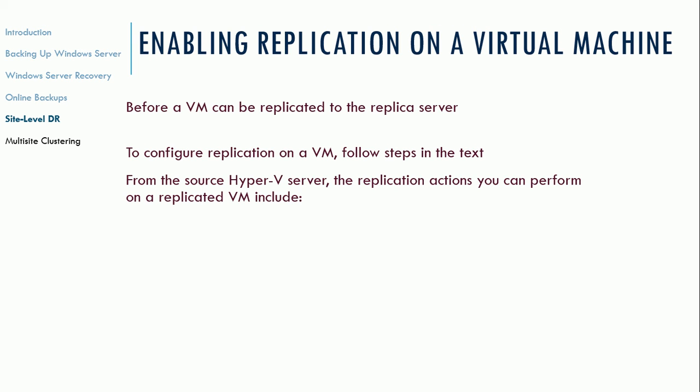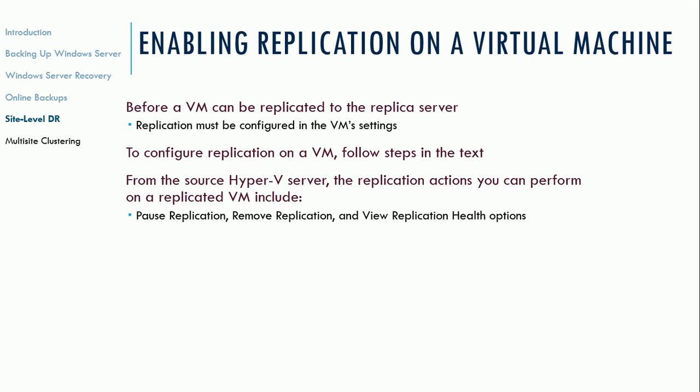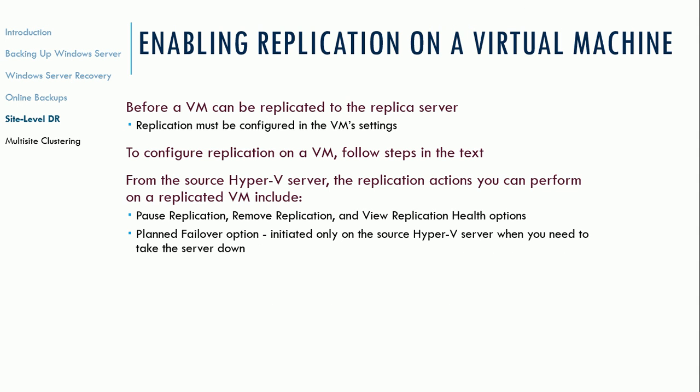There's also other times that you would do a recovery as well, which I'll talk about here in just a few minutes. So before a VM can be replicated to the replica server, replication has to be configured in the VM settings. So to configure replication on the VM, you're going to follow the steps in the text. And from the source Hyper-V server, the replication actions you can perform on a replicated VM are going to be to pause replication, remove replication, and view replication health options. And you can also do a planned failover.